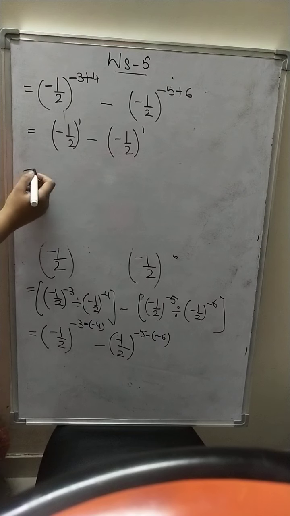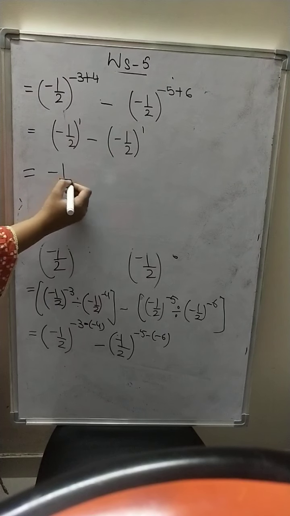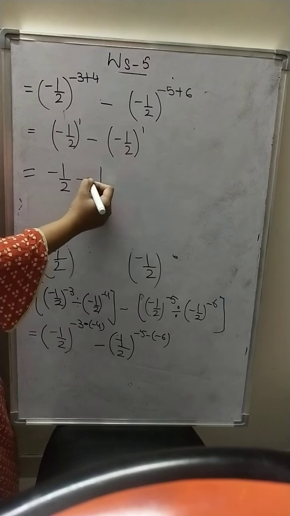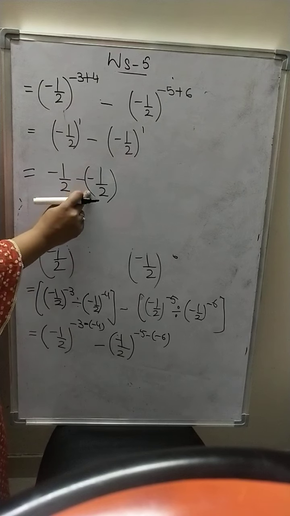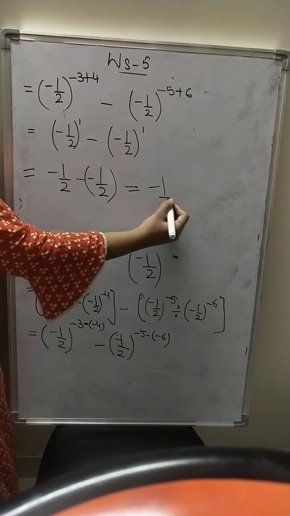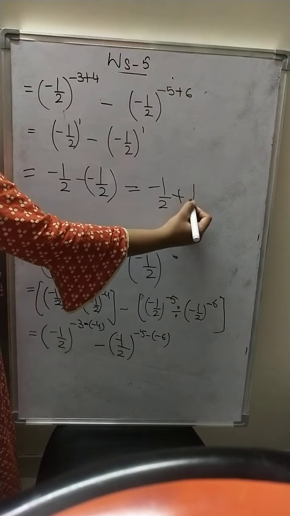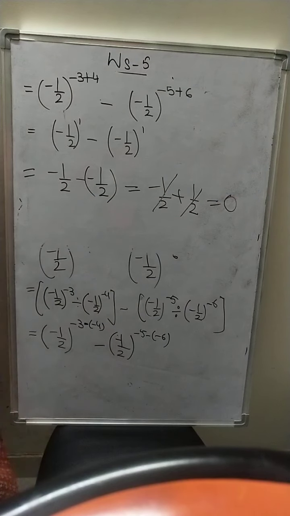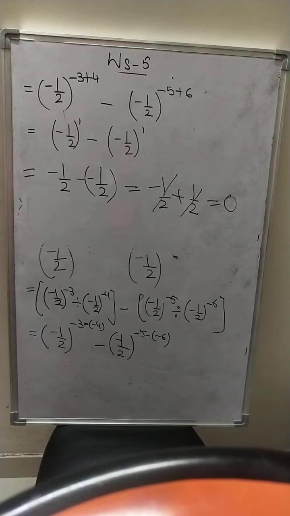So what do I get? That is equal to minus 1 upon 2 raised to the power minus 1. Now minus, here also there is a minus, son. So minus will make a plus. So I get minus 1 upon 2 plus 1 upon 2. And this will cancel always and the answer we will get is 0. Is it alright? Now we will be doing question number 2.